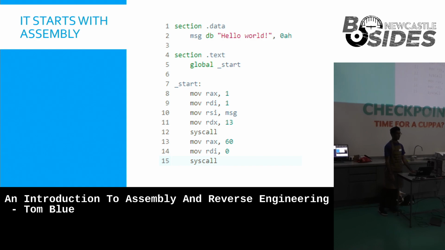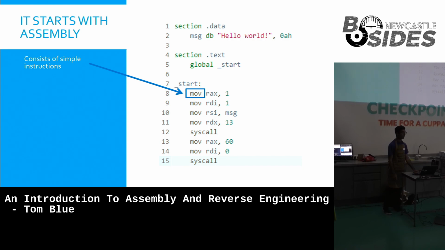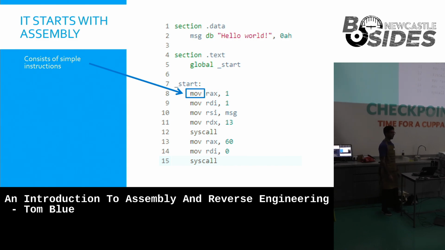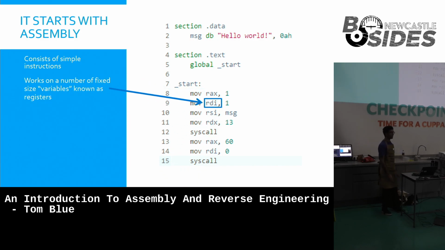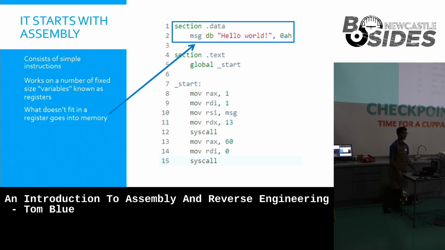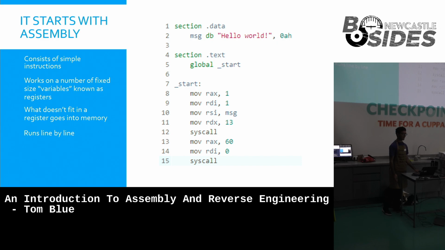We start with assembly. What is assembly? It consists of simple instructions. An instruction could literally just be moving information from a register into a register, or between registers, or from a register to memory. Registers are fixed-sized variables that exist within the CPU and can be accessed very quickly because they're within the CPU. However, due to the fact that they're fixed size and limited in number, things that don't fit have to go into memory. We'll go more into memory later on, and assembly runs line by line like anything else.